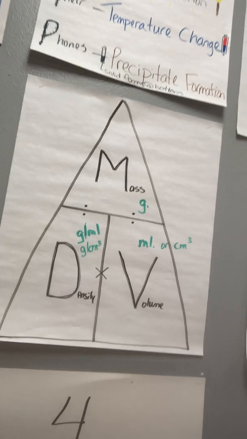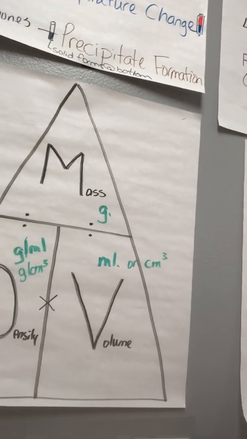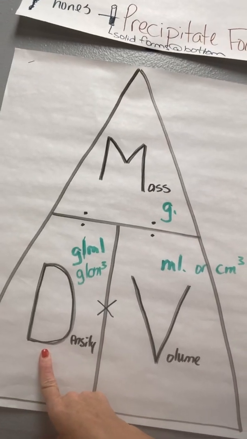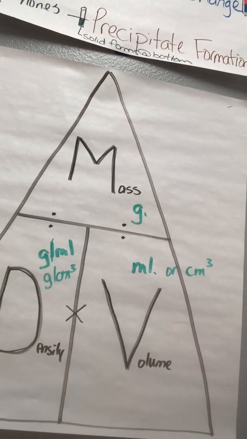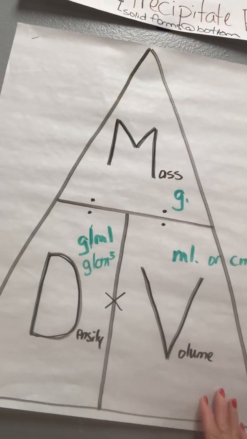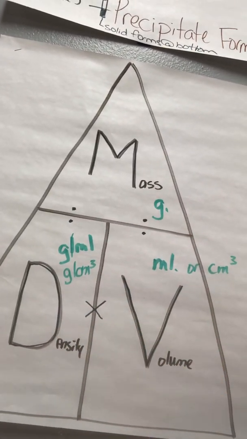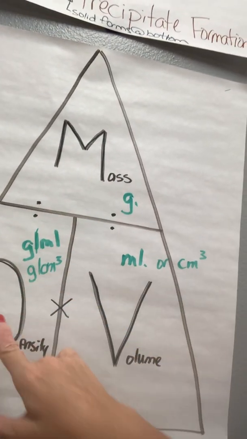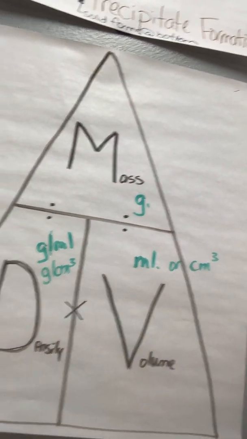Okay, also we have our mass divided by volume is going to give us density. So if you have a problem on your test that's asking you about density, you're going to use your triangle and you're just going to plug in the numbers that you need. If you've got numbers here, you're going to divide. If you've got numbers here, you're going to multiply.